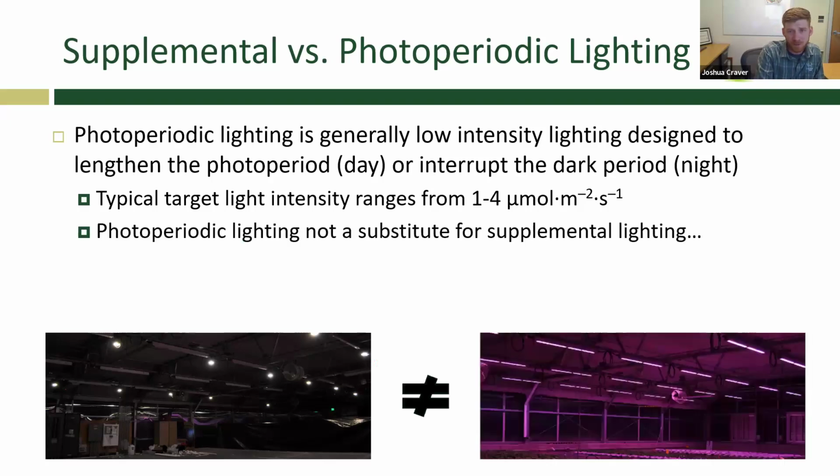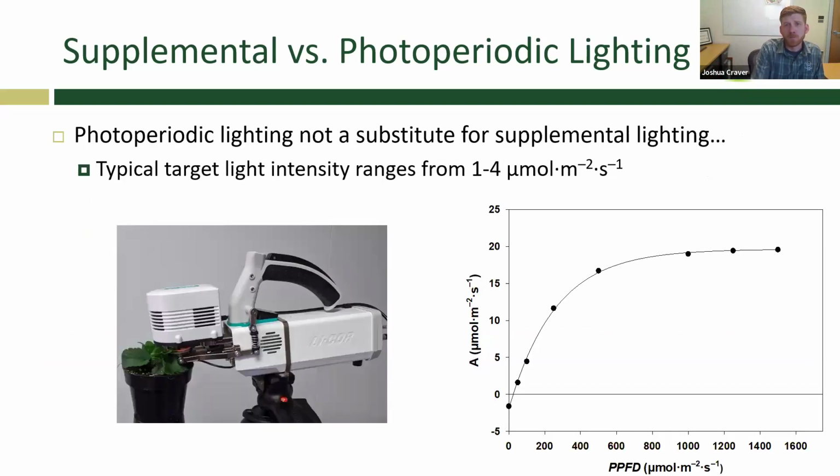And so as a result, we go to great lengths to make sure it's clearly understood that photoperiodic lighting is definitely not a substitute for supplemental light. And so we really need to understand that we have two different purposes behind these. With supplemental lighting, we're driving photosynthesis, driving biomass gain, whereas for photoperiodic lighting, generally with the uses, we're looking at how we can manipulate flowering.